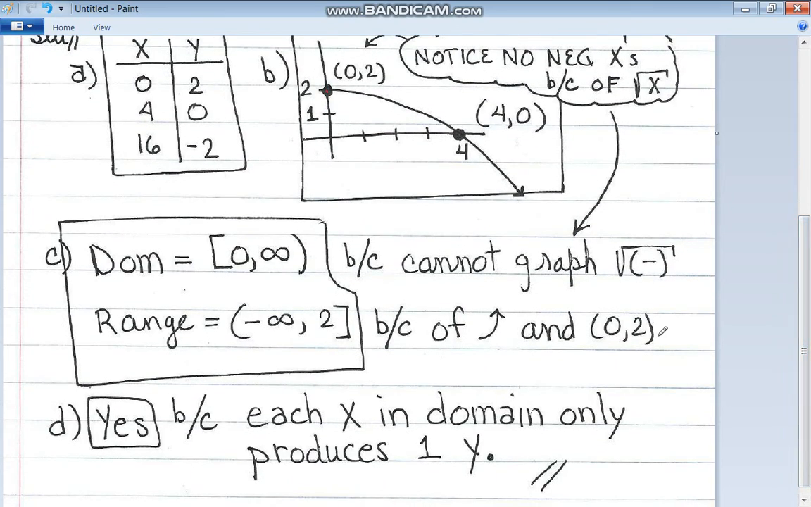And finally, the last part, D, is y a function of x? Well, look at the graph. Does that pass the vertical line test? And the answer is yes. There's no vertical line that's going to cross this graph in more than one place. So it means that all the x's in the domain of this function produce only one y partner, and we know that because it passes the vertical line test.